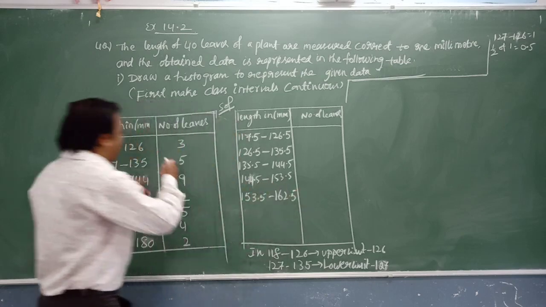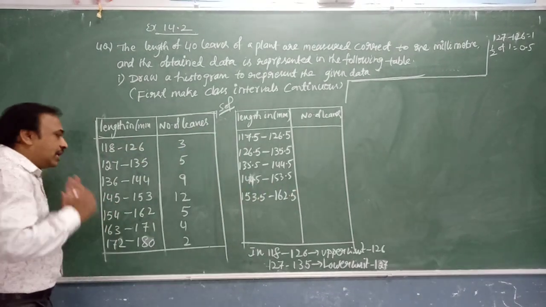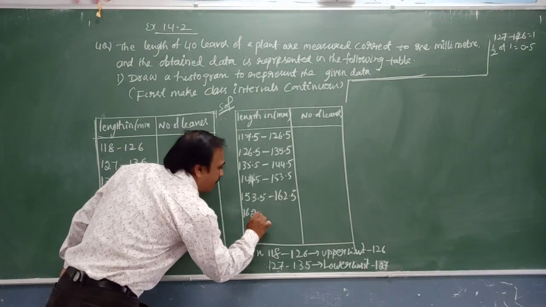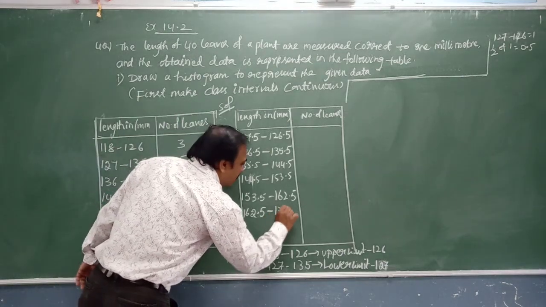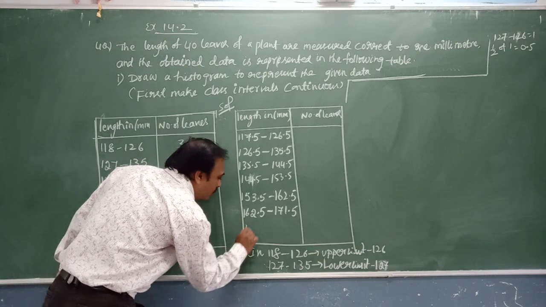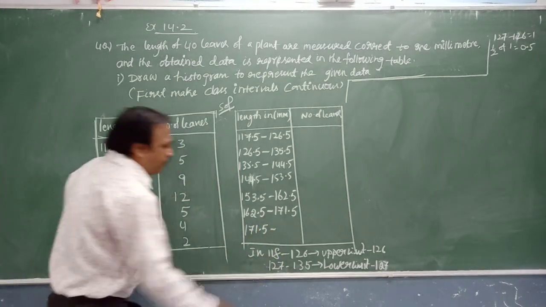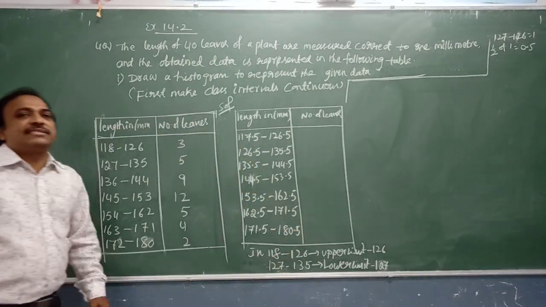Next, 162.5 to 171.5, and then 171.5 to 180.5. So now we have got the continuous class intervals.